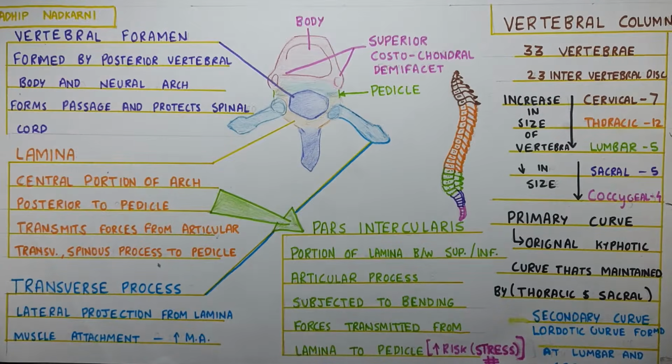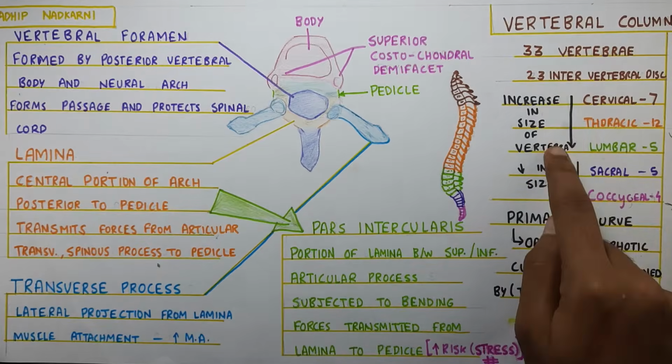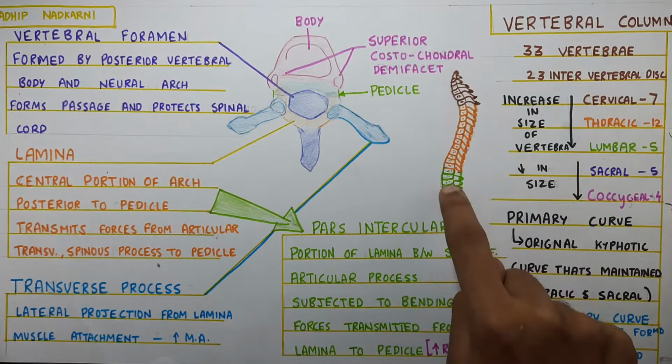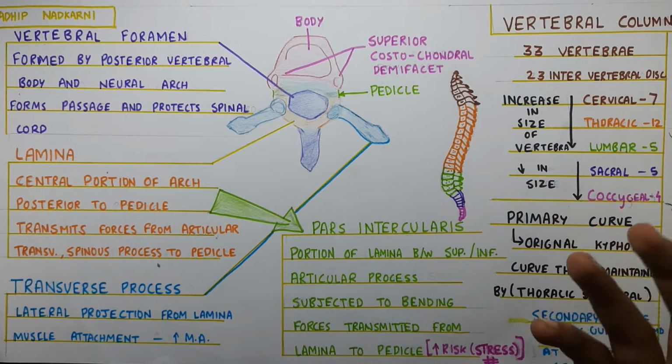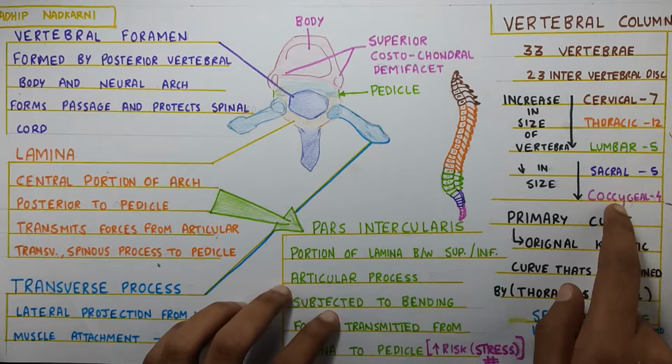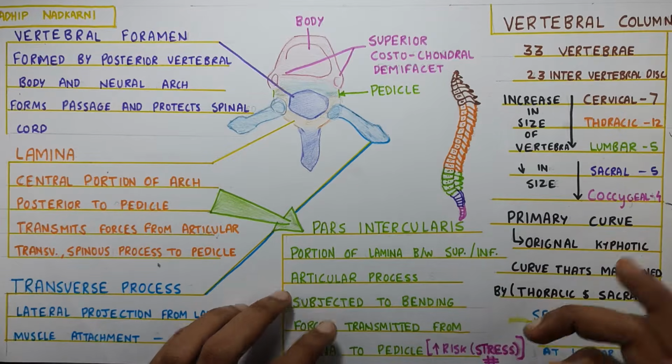So the size of the vertebrae increases from cervical to your lumbar. Okay, so size will increase. We will see each of the vertebrae later. And then also from the sacral to coccyx, the size again reduces.